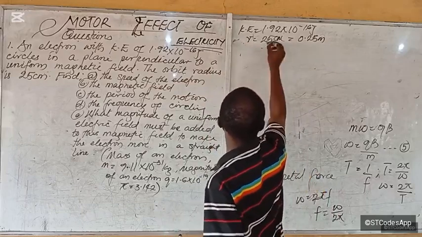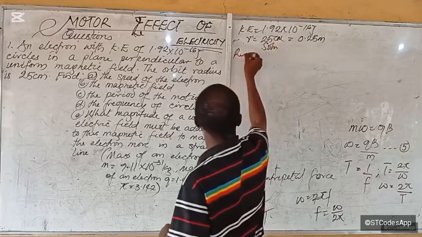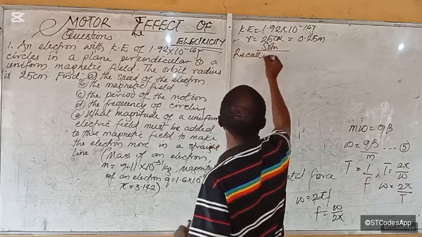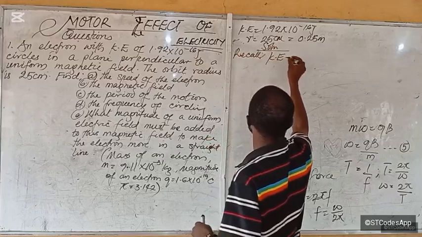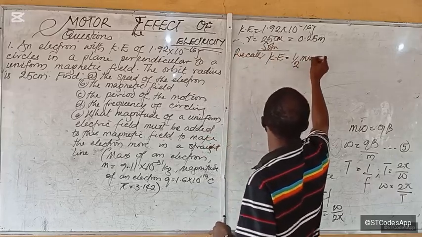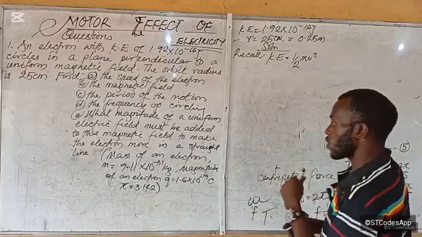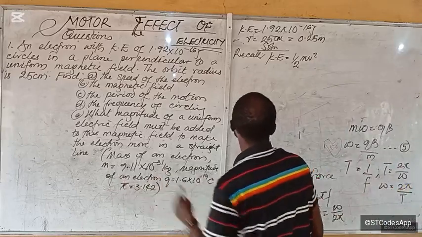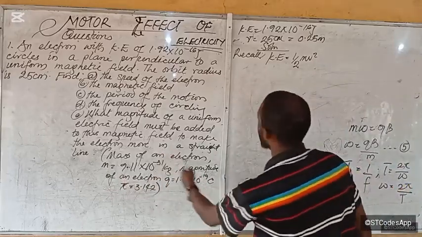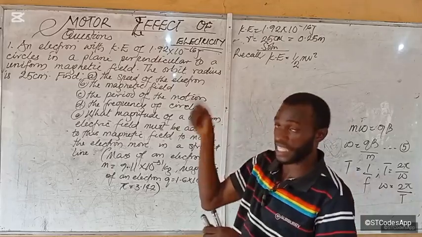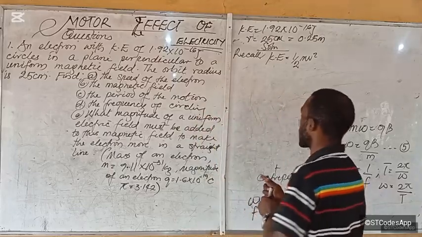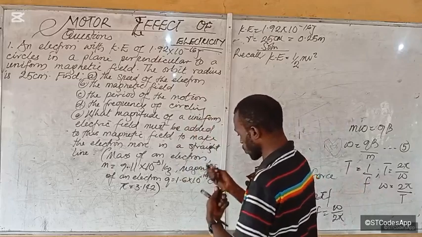let me write the solution. Recall that kinetic energy is given by half mv squared, right? So we need the mass. Okay, we have the mass of an electron here. Yes, it's an electron that is going in that magnetic field. So very simple. What you do is this.